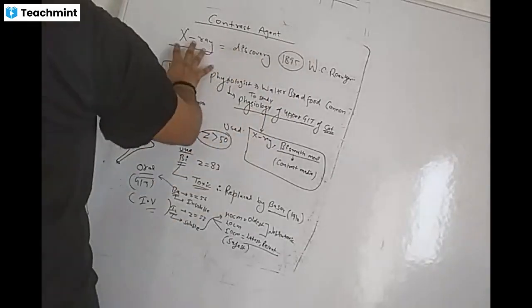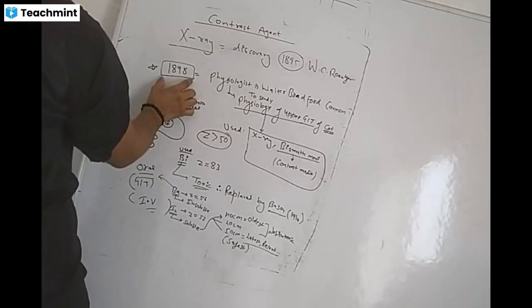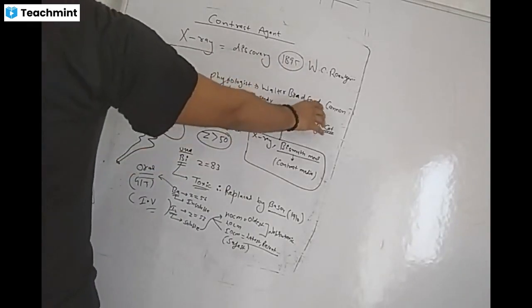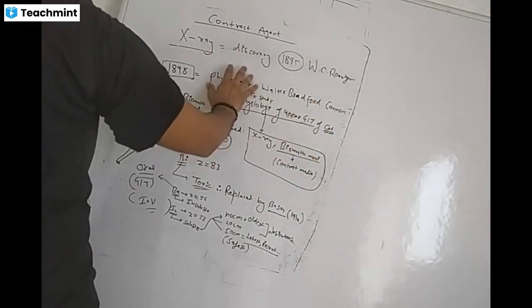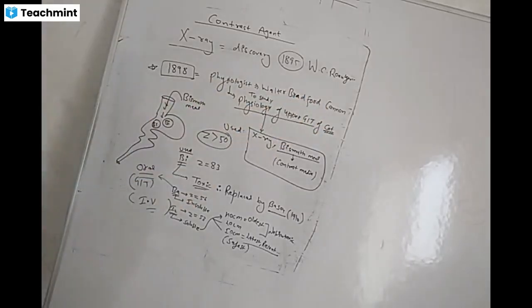X-rays were discovered in 1895 and were used in 1898 by Cannon. He was a physiologist. He used to study the physiology of the upper GIT of a cat, dog, and some poultry birds.